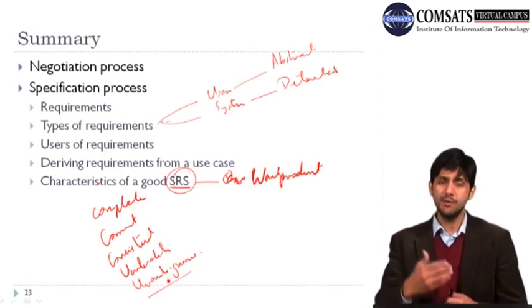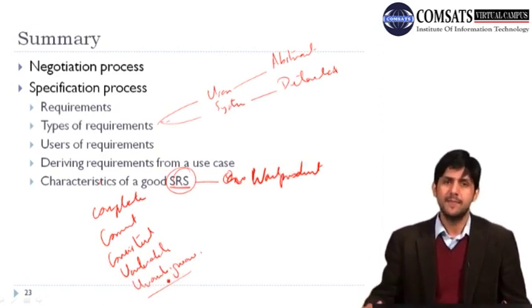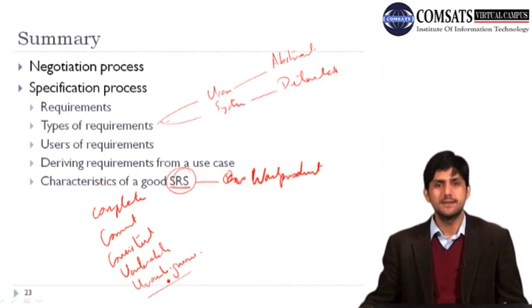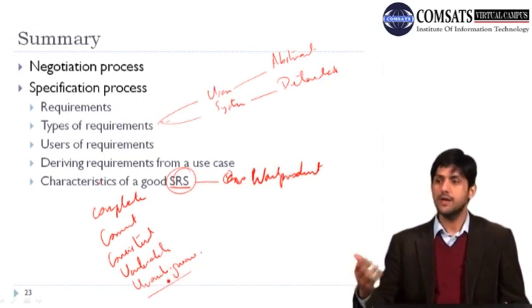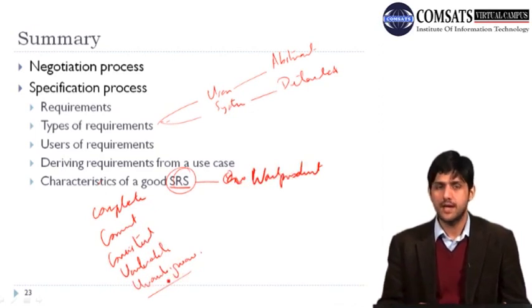And some of these things cannot be measured. Actually, they are done through expert judgment. You look at the requirements, and for example, you cannot actually measure correctness. Similarly, there cannot be any tool to actually tell you which requirements are unambiguous if they are written in a natural language.